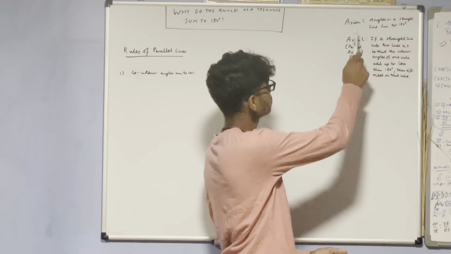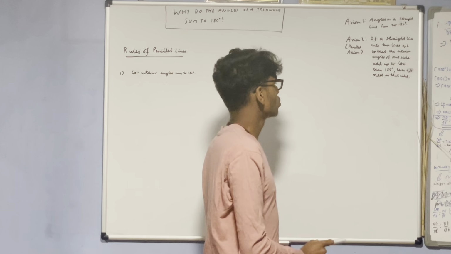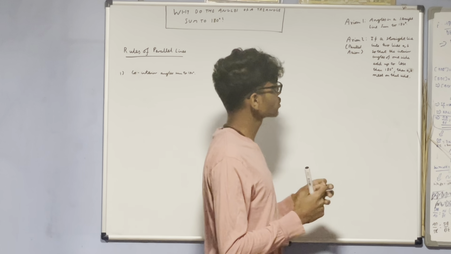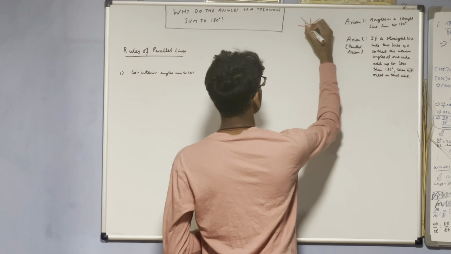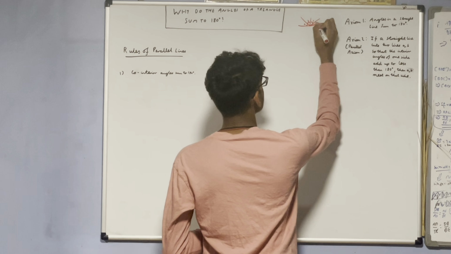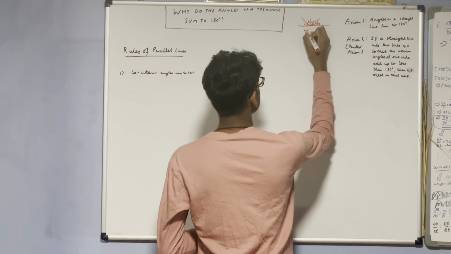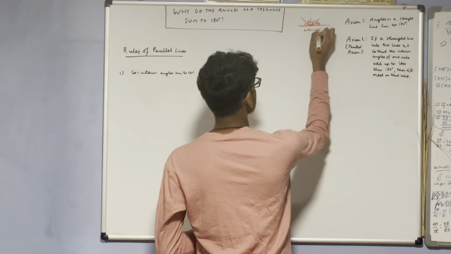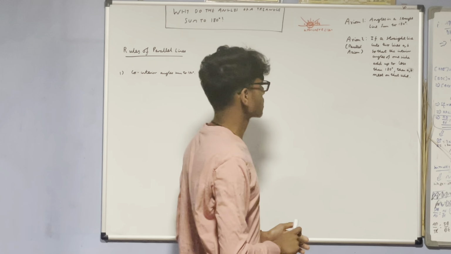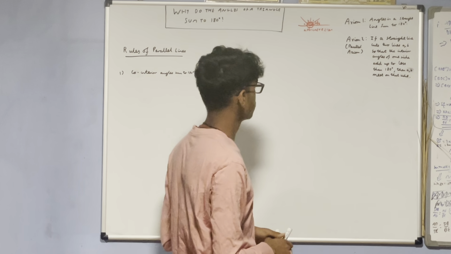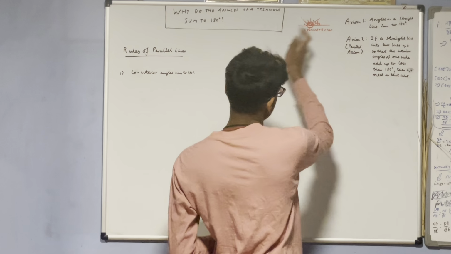My first axiom, axiom 1, as I'm going to call it, is that the angles in a straight line sum to 180 degrees. The sum of all these angles will have to equal 180 degrees. This is my first Euclidean axiom that I'm going to care about for this video, and you might be able to see why.